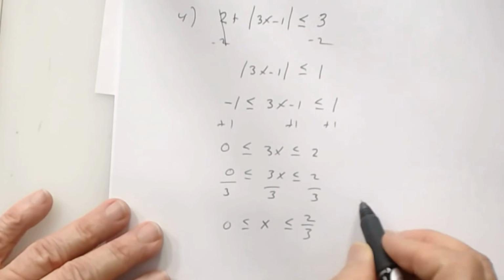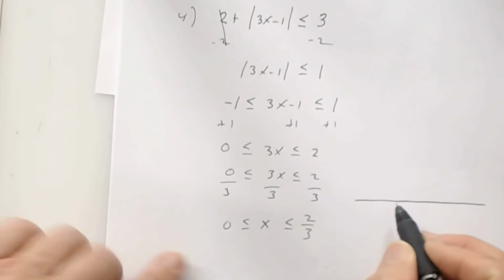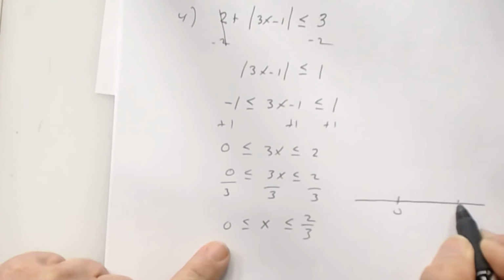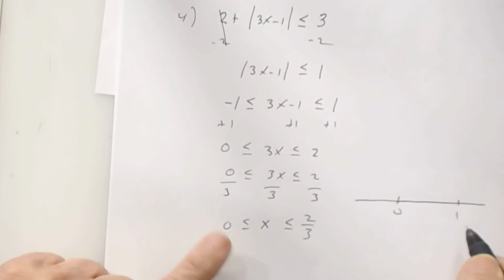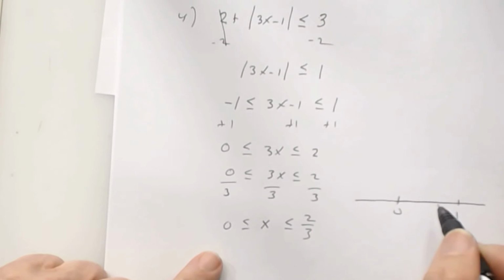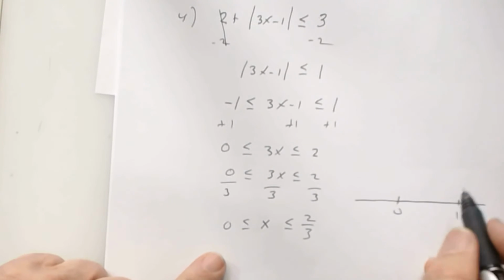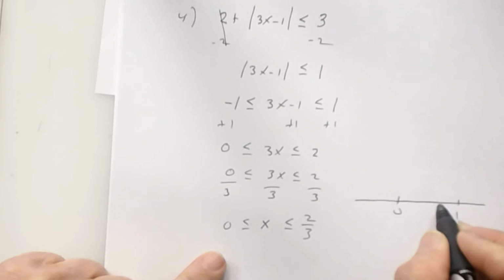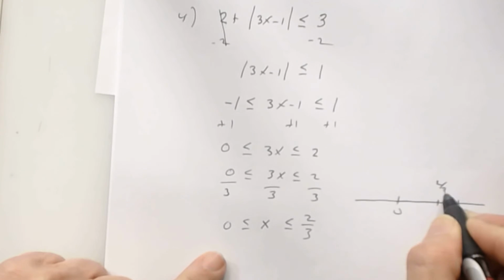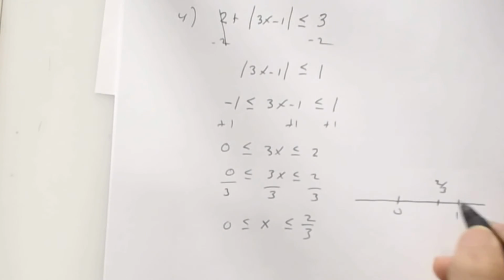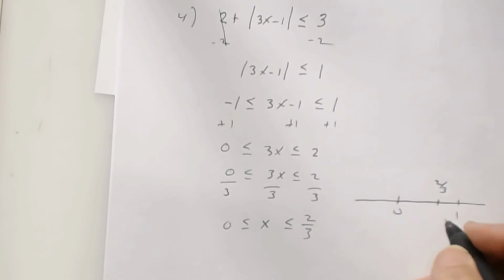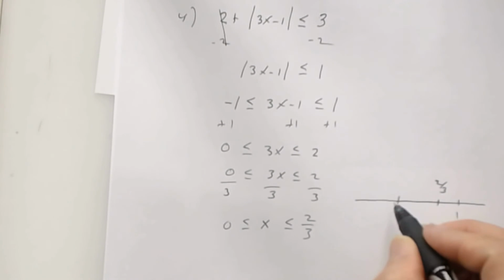Okay. So on the number line, I have 0 and 1. Where's 2/3 located? About 2/3 of the way to 1. So close to 1 though, right? Let's say here. All right, now, where do I need brackets? There's brackets here because of the equal sign. So where do I need the brackets? 0 and 2/3.